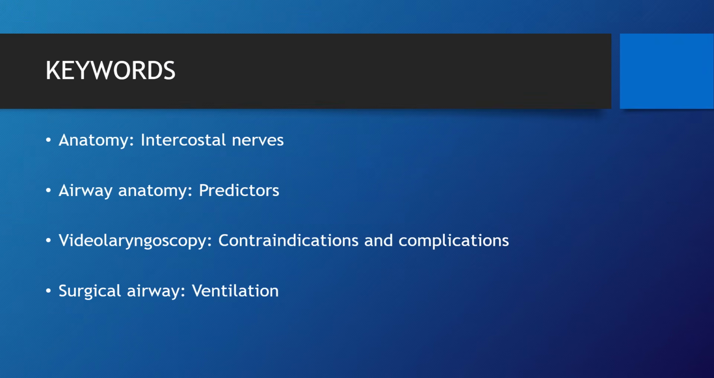The keywords that we're specifically going to be reviewing are the intercostal nerve anatomy, airway anatomy predictors, contraindications and complications of video laryngoscopy, and then finally we'll discuss some of the ventilation techniques for surgical airways.